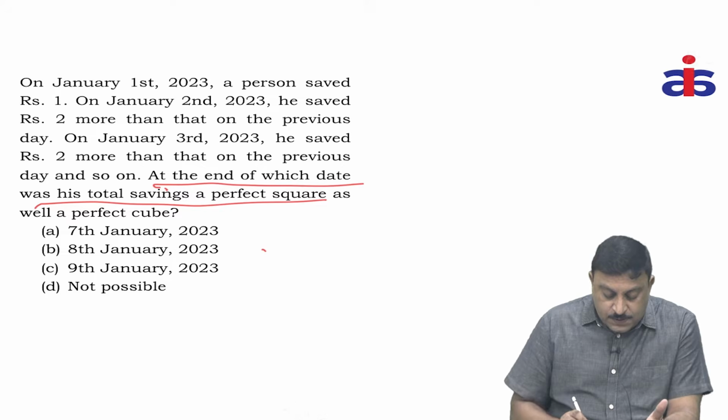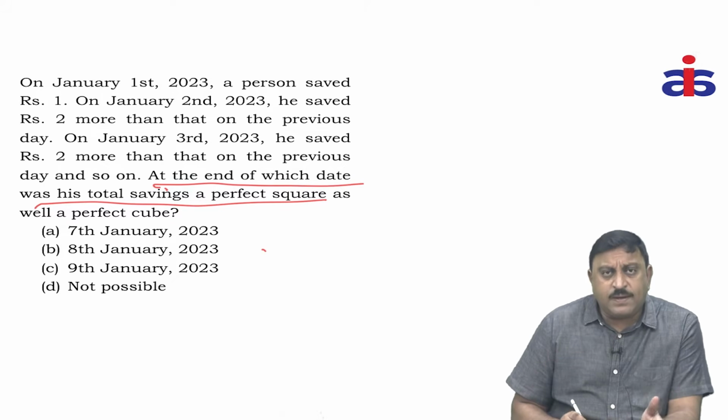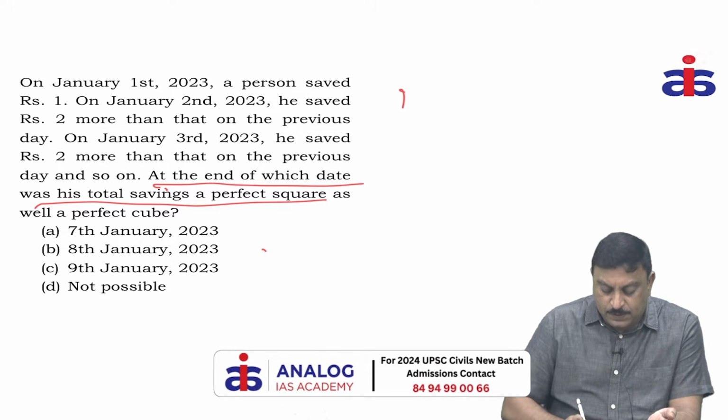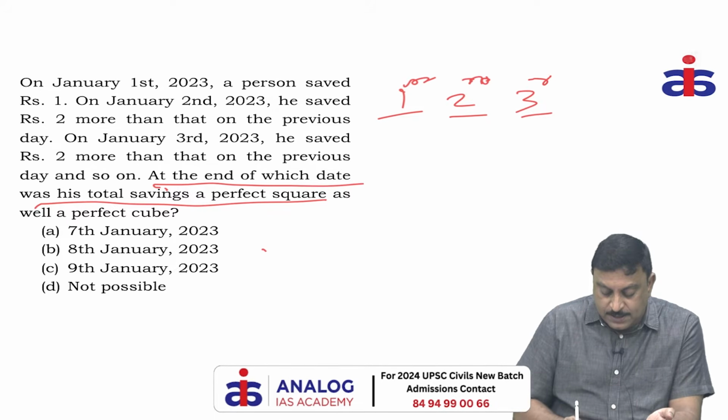On January 1st, 2023, a person saved 1 rupee. On January 2nd, 2023, he saved 2 rupees more than that on the previous day. On January 3rd, 2023, he saved 2 rupees more than that on the previous day, and so on. So every time he is saving 2 more than the previous day. So, suppose first, second, third, if you take that one, Jan 1st, Jan 2nd, Jan 3rd, like this.